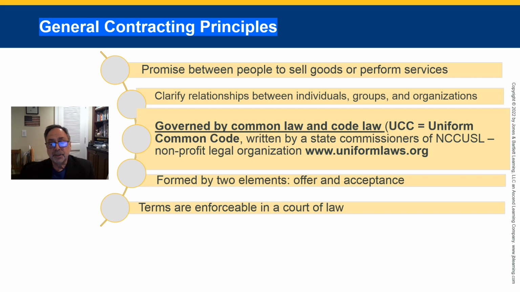General contracting principles. Before we get any deeper, just be aware that contracts are governed by common law and by actual, coded law. There's a uniform common code that was put together, like what accountants have with GAAP, Generally Accepted Accounting Principles. This is sort of the same thing for lawyers. There's the Uniform Laws organization, uniformlaws.org. You can see the website for it here. It's a nonprofit organization that provides clarity about the interpretation of laws, and they have provided some clarity regarding electronic contracts as well. So I just want to mention that.